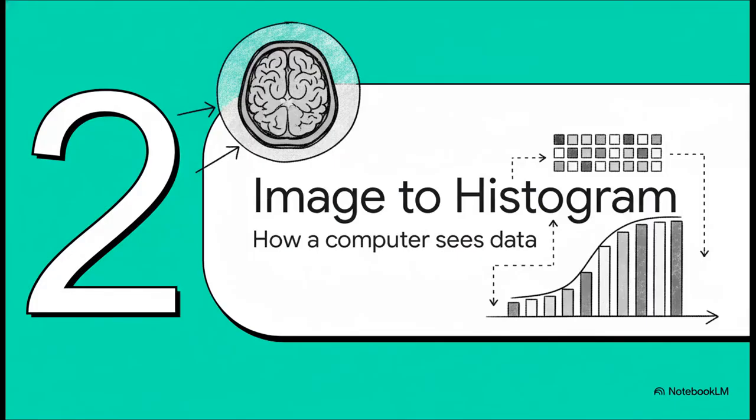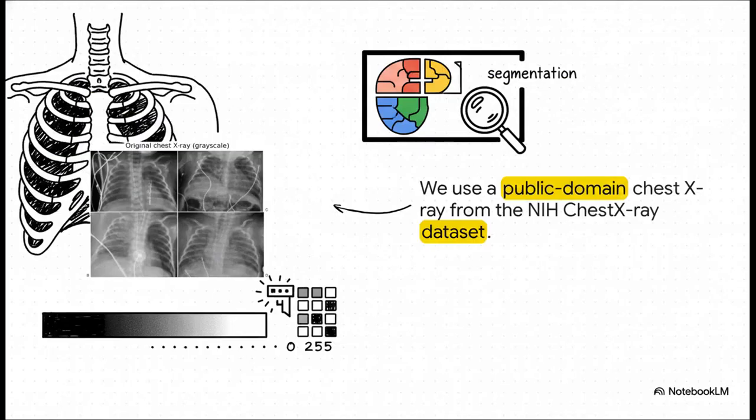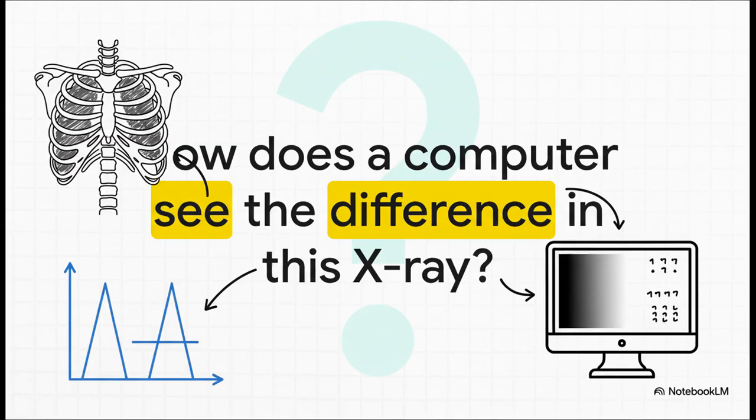But for the computer to find that perfect split, it can't just look at the picture the way we do. It needs to see the data underneath. So how does an image get turned into numbers that a machine can actually crunch? Let's check it out. We're going to start with this image right here. It's a public domain chest X-ray. Since it's grayscale, every pixel has a value. Think of it like a scale, from 0, which is pure black, all the way up to 255, which is pure white.